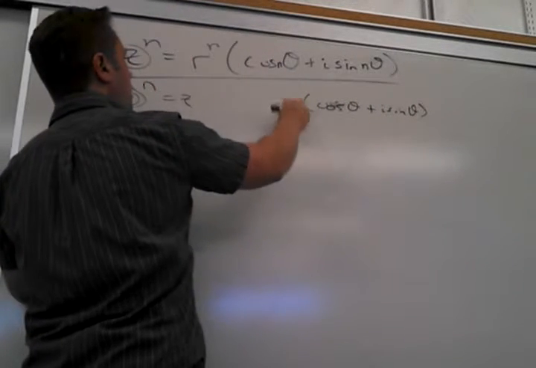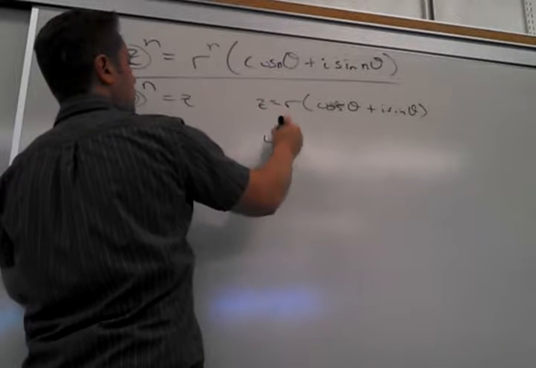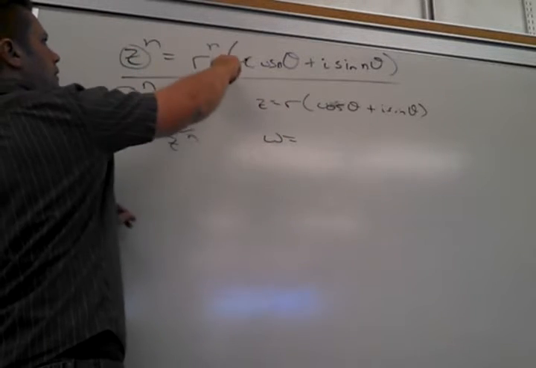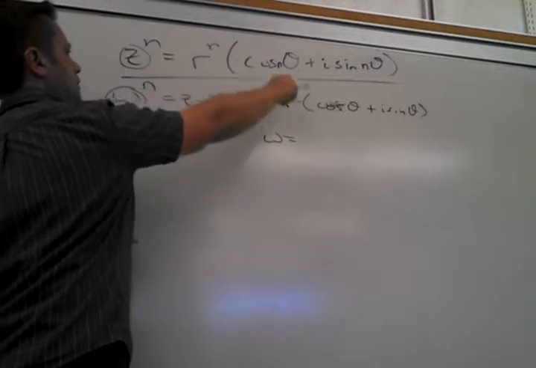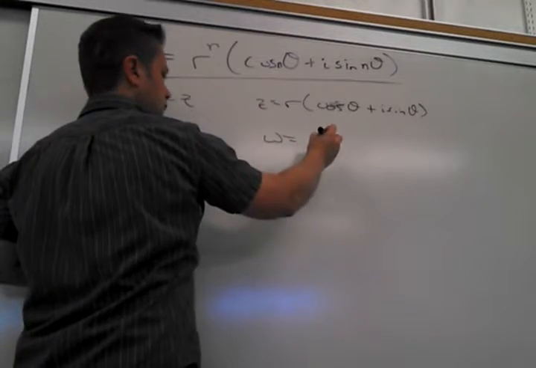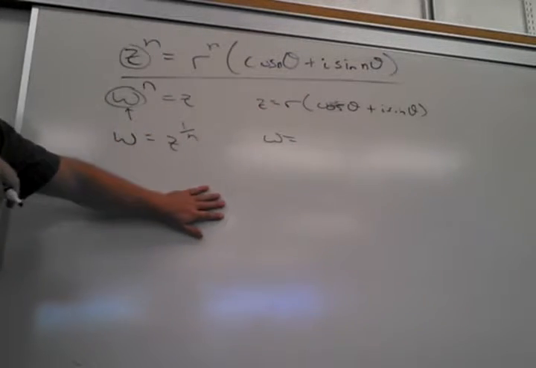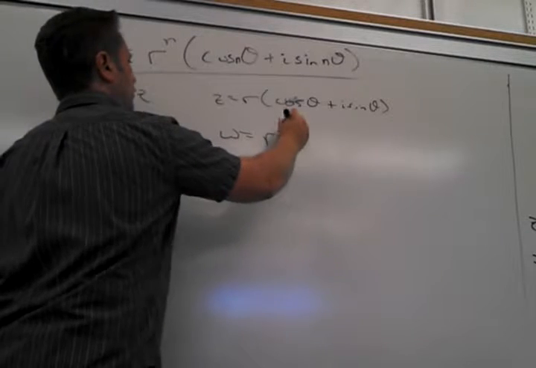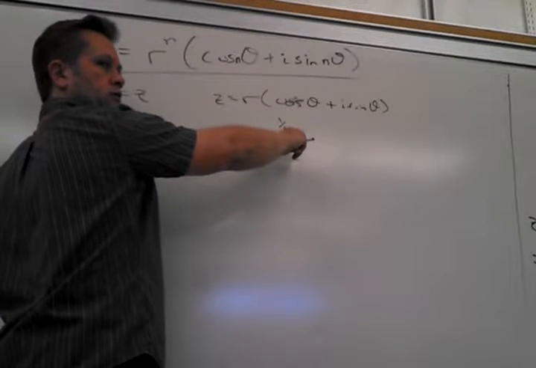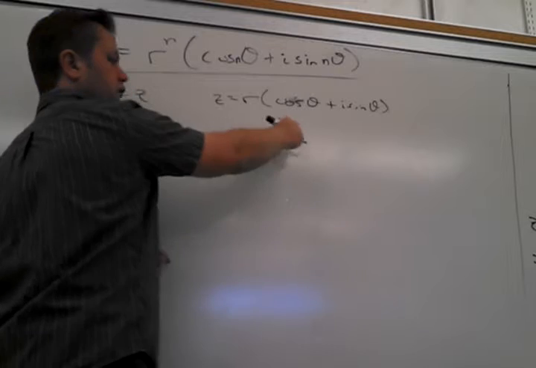So that's what I want it to come out to be. I want it to come out to be Z. So what would W have to be so that when I raise it to the nth power, it comes out to be R? 1 over... no, 1 to the nth power is 1. 1 over n. Yeah, so it'd have to be R to the 1 over n. What is that to the nth power? R to the first. Yeah.